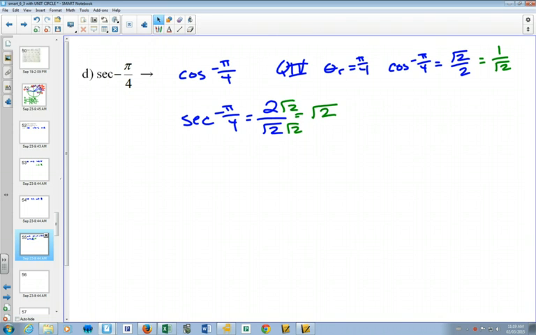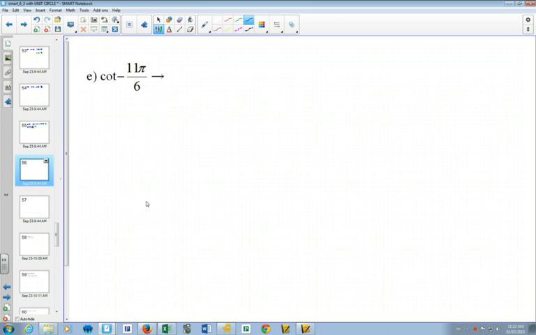So again, with the reciprocal ones, and I'll give you a little bit of time to finish up E and F, you don't flip the angle, you just flip the ratio or the answer. So let's see how you did.